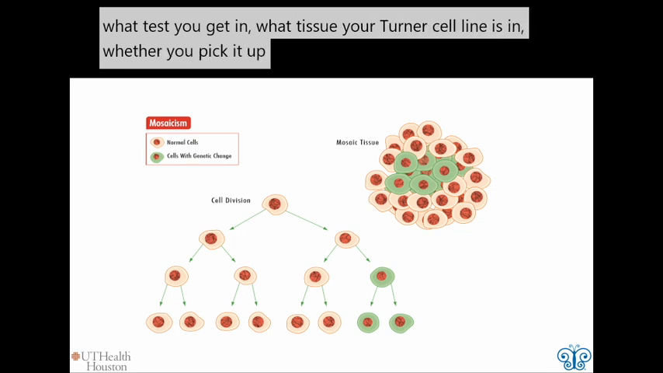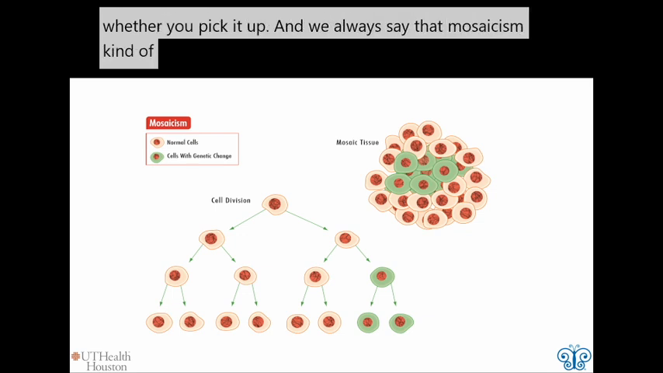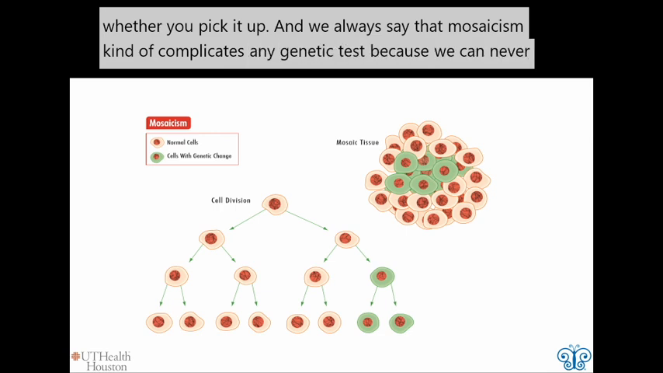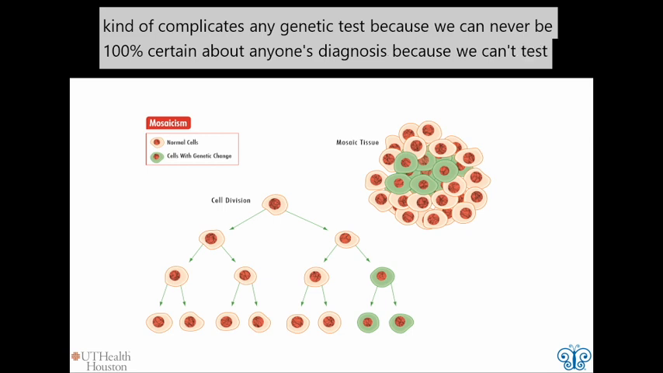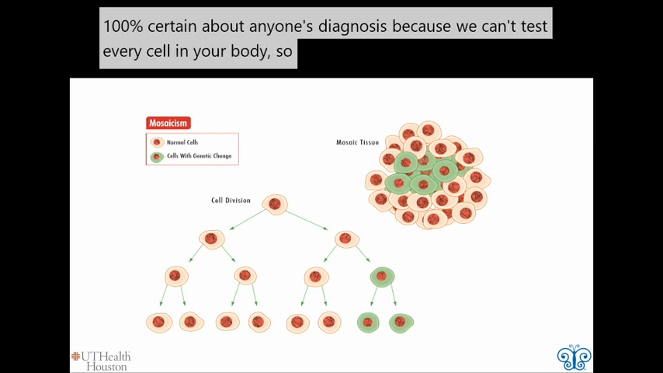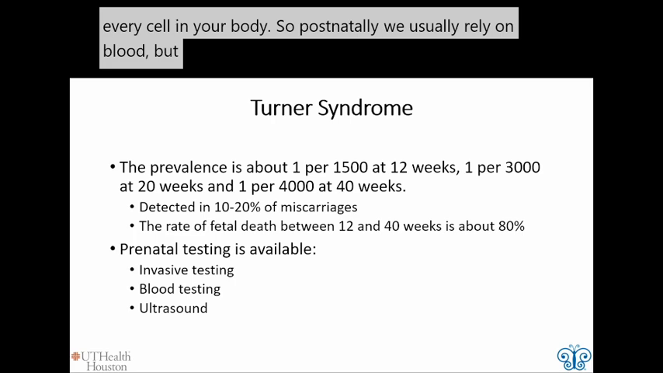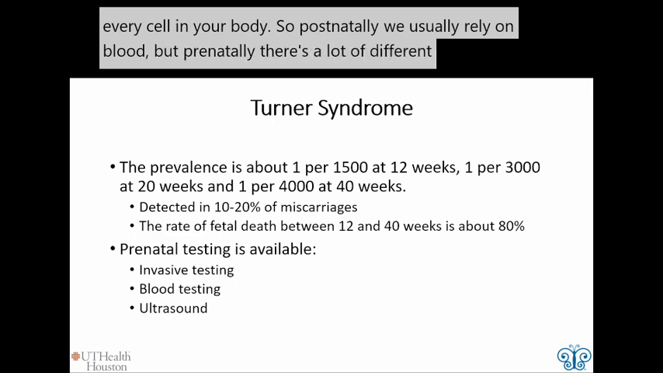And we always say that mosaicism kind of complicates any genetic test because we can never be 100% certain about anyone's diagnosis, because we can't test every cell in your body. So postnatally, we usually rely on blood, but prenatally, there's a lot of different types of tests that can identify various cell types.